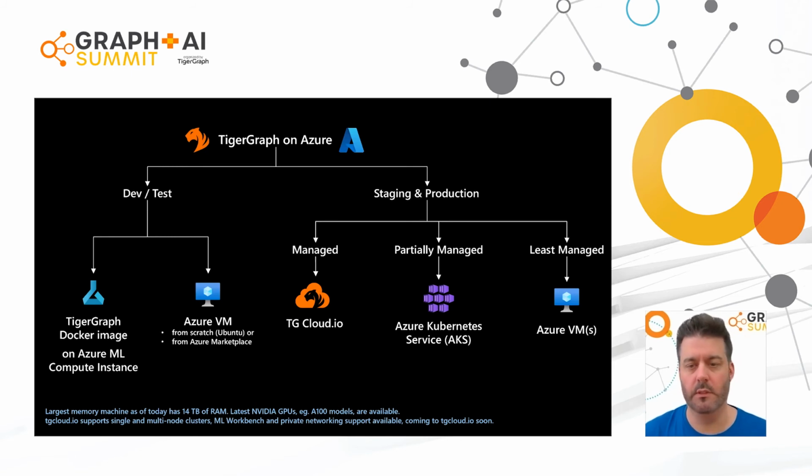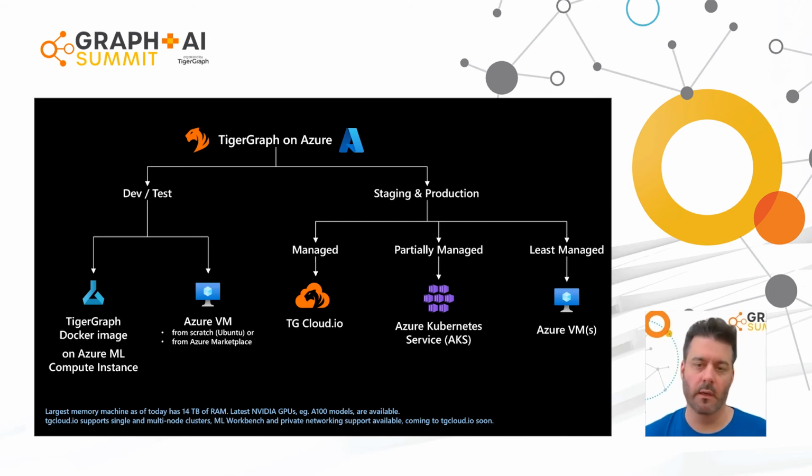Again, you could always just spin up some plain Azure virtual machines, install all the stuff on your own, care about all the firewalls on your own, and so on and so forth. Might make sense in some scenarios, but I would say in most of the scenarios, it does not make sense. It probably makes more sense either to use the managed offering, which is offered by TigerGraph and named TG Cloud IO, or to run TigerGraph on an Azure Kubernetes service.